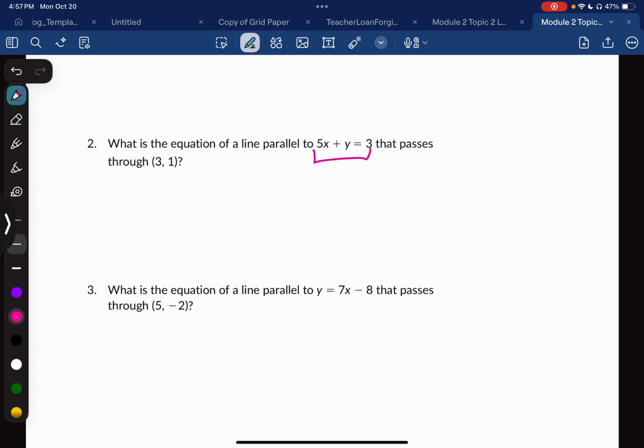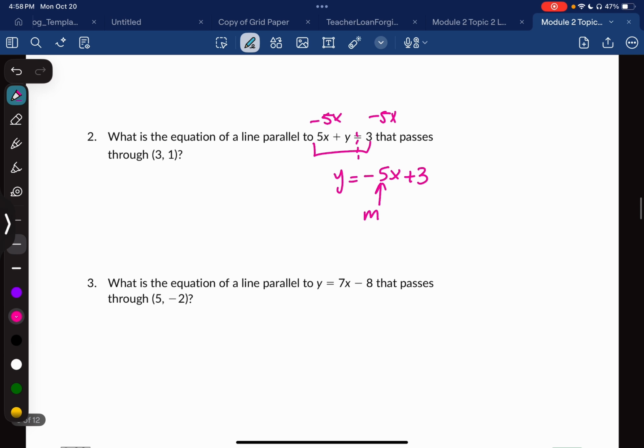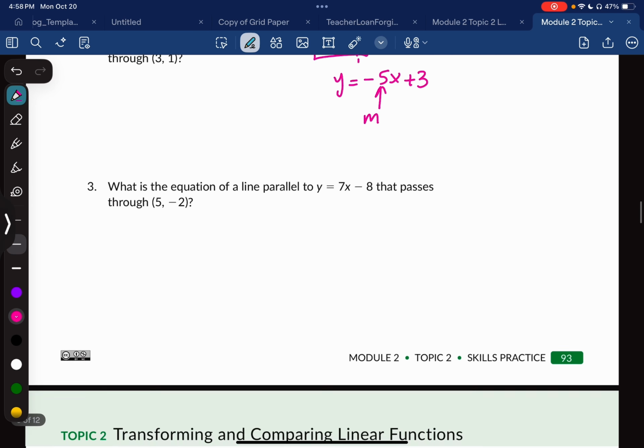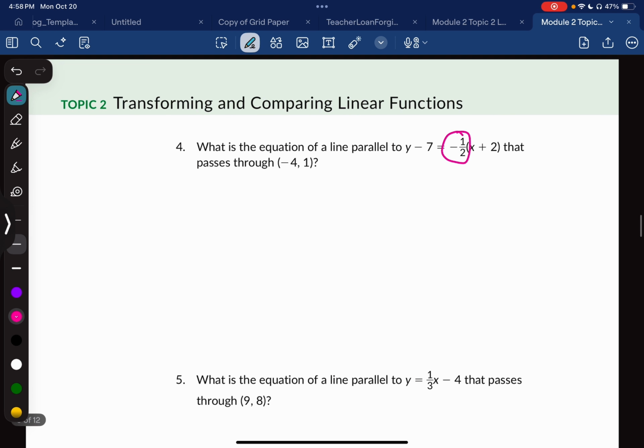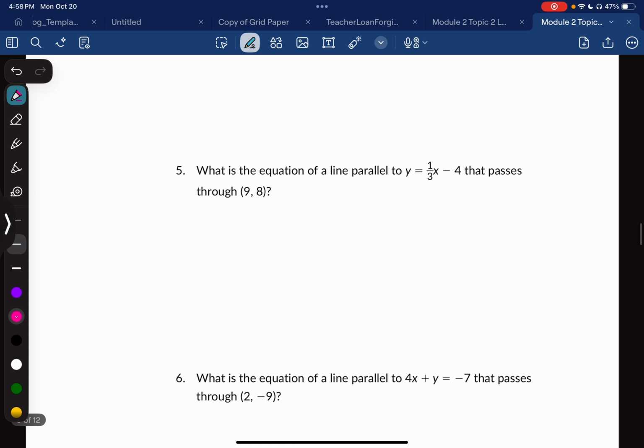Let's do it. Step one is if I want y by itself, I'm going to move the 5x to the other side. Right? So now I have what? y is equal to negative 5x plus 3. Now here's your slope, negative 5. All right? And then 3 is easy. For number 4, here's your slope right there. Right there's your slope. And then what is the line that's parallel to this?